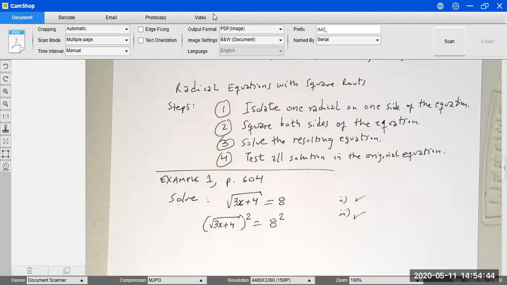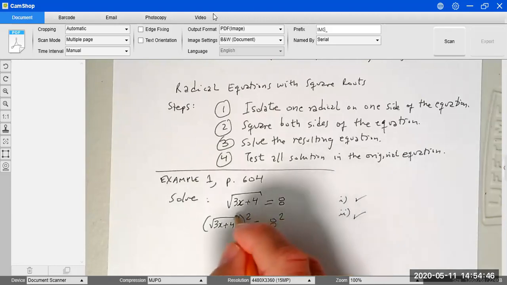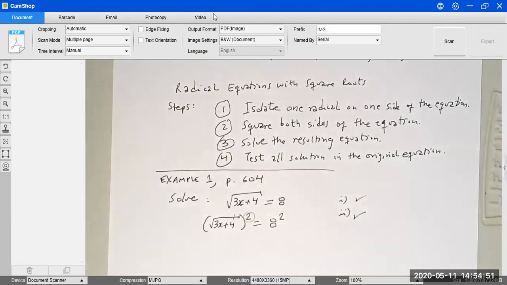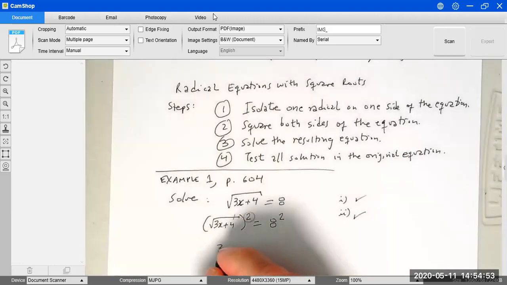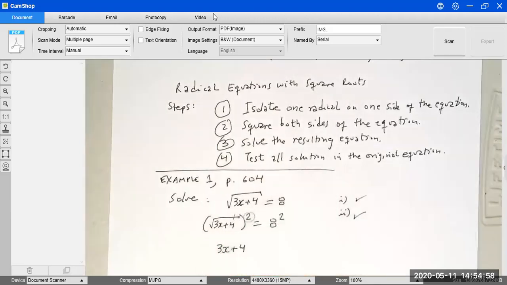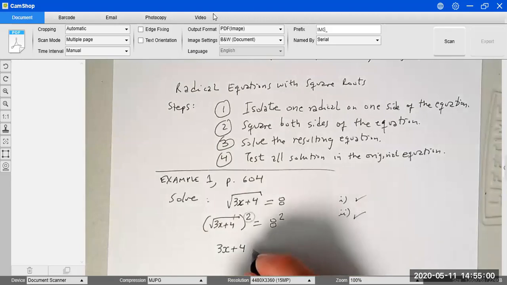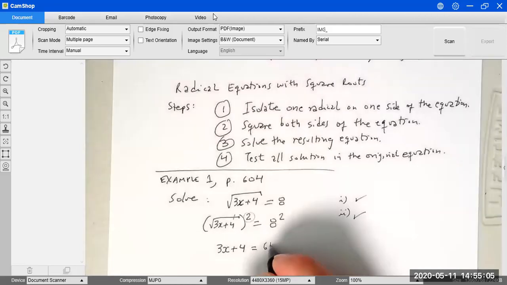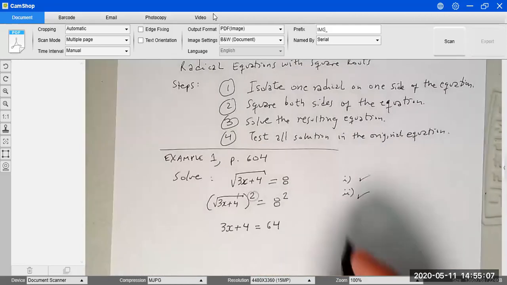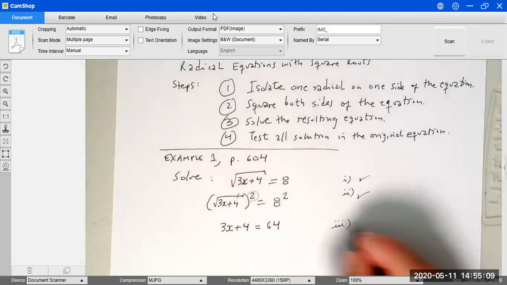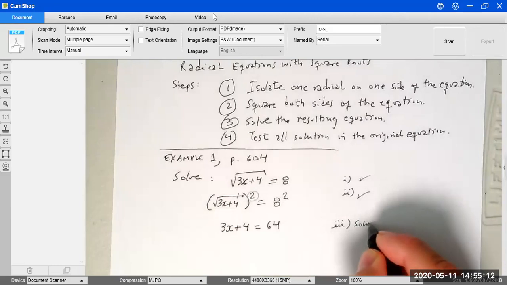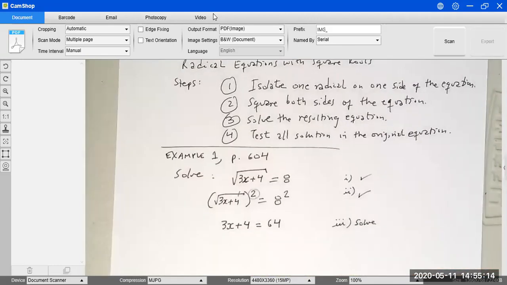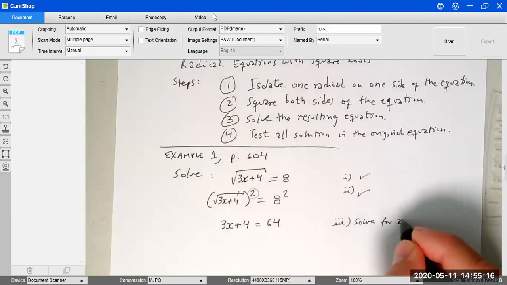We do this because now we're going to be able to remove the radical and the exponent. So you just write the radicand, remember? What is left? The radicand is left. And on the right hand side, I only have 8 squared, which is going to be 64. So now the third step is we're going to solve this equation. So we're going to solve the resulting equation for x.